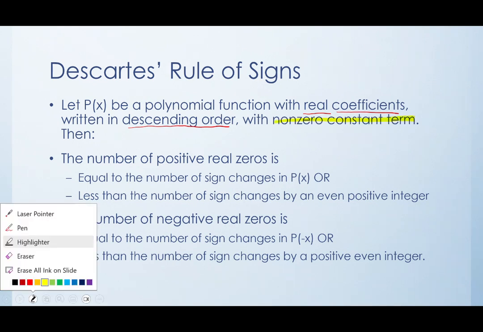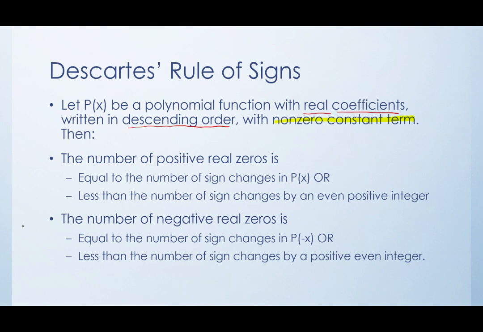Then we can figure out the maximum number of positive real roots by looking at the number of sign changes in p of x. So that would be the maximum number, but it could be fewer than that by multiples of 2. Okay, for negative real roots, we're looking at the number of sign changes in p of negative x, or being less than that by a multiple of 2, by a positive real number.